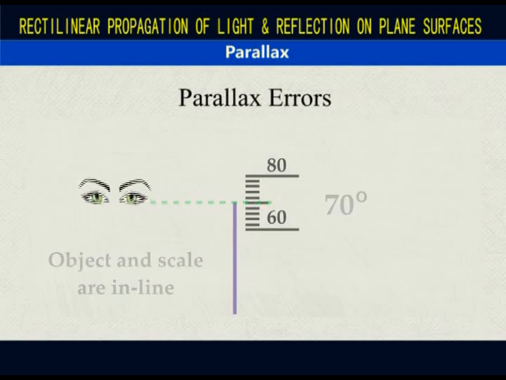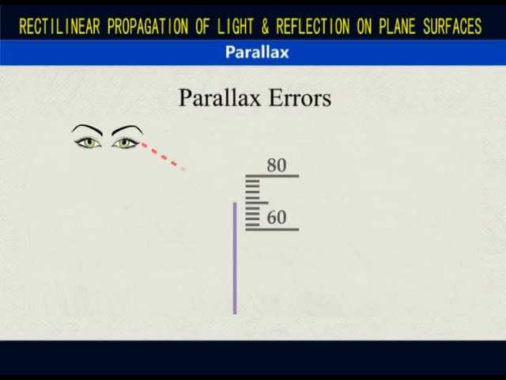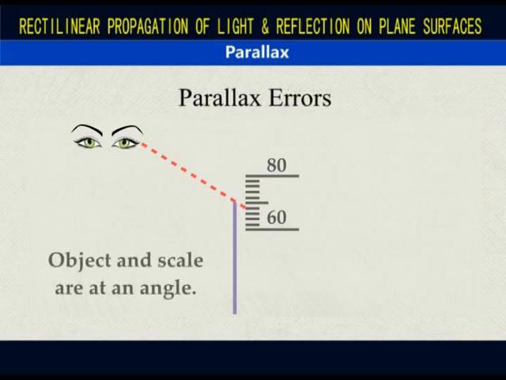But if you look from above, the line of vision looks like this. The object and the scale are at an angle, and therefore the end of the object appears to be aligned to 68 degrees. This is parallax error.